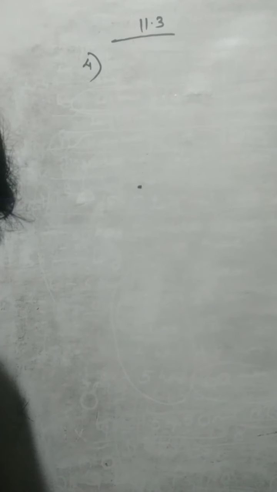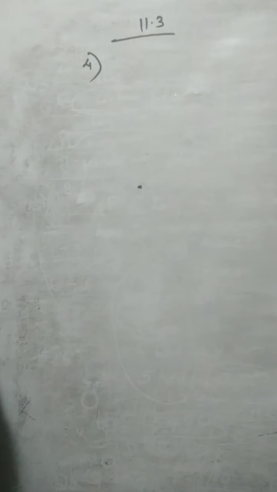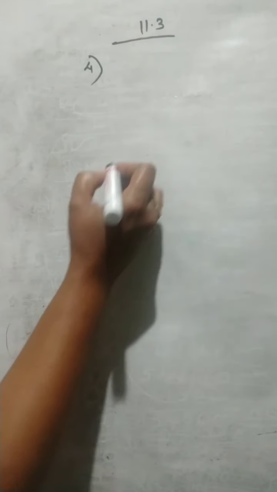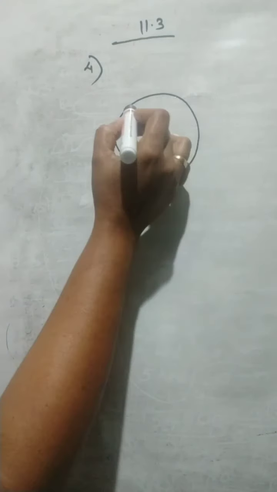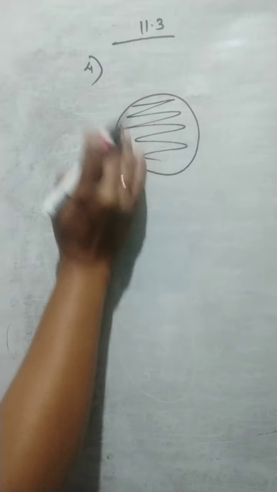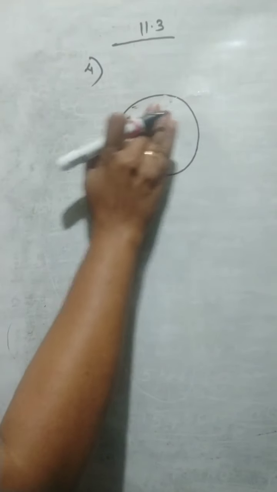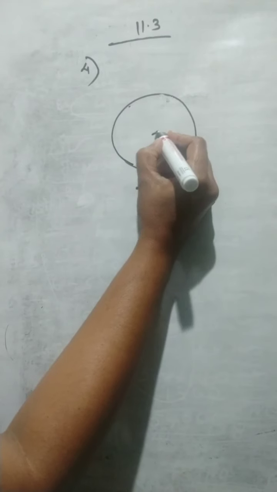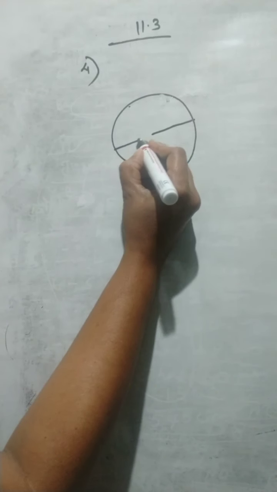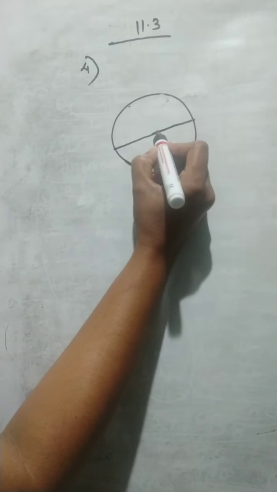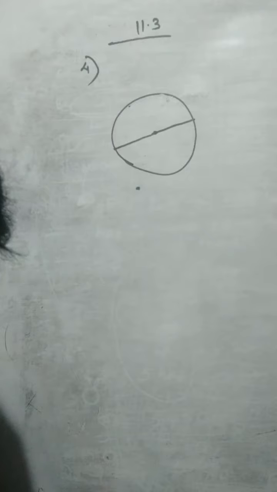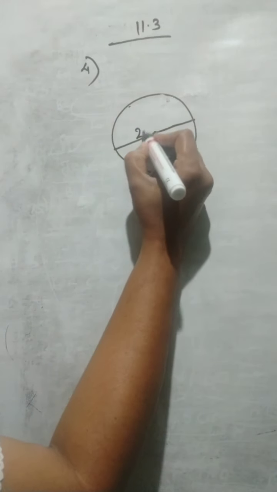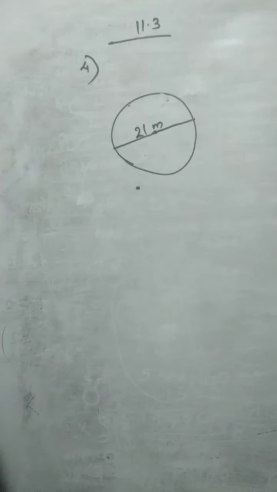11.3, fourth question. A gardener wants to fence a circular garden of diameter 21 meters. So the fence goes around this circular garden, not the full area. So we have to find the length. They said the diameter, from this point to this point, passing through the center, is equal to 21 meters. So the diameter is equal to 21 meters.